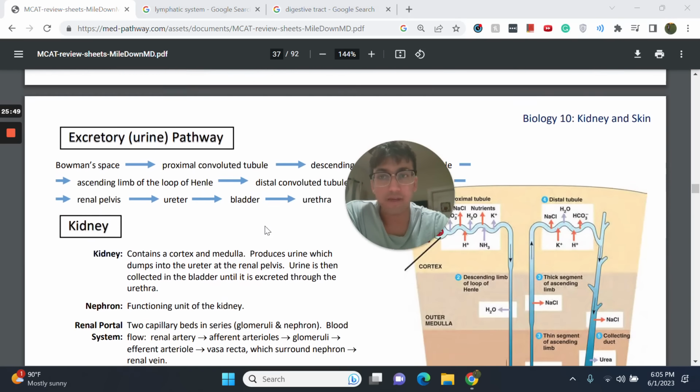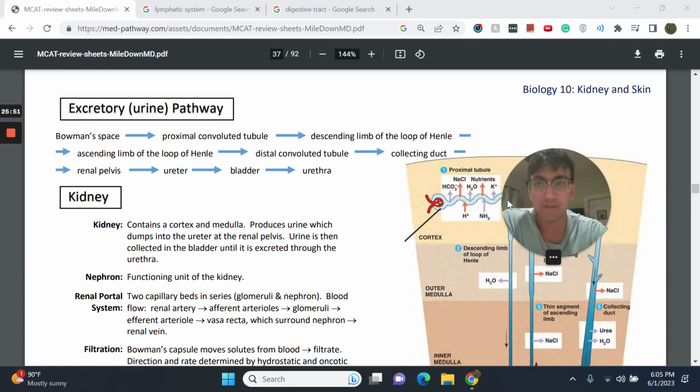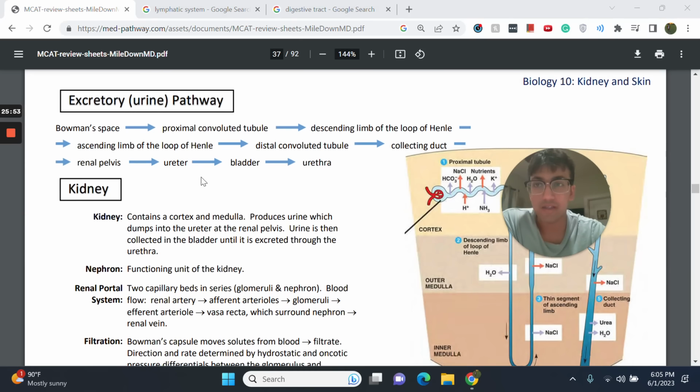All right, making good progress. So we're almost done with this whole section. Next thing is kidney and skin.